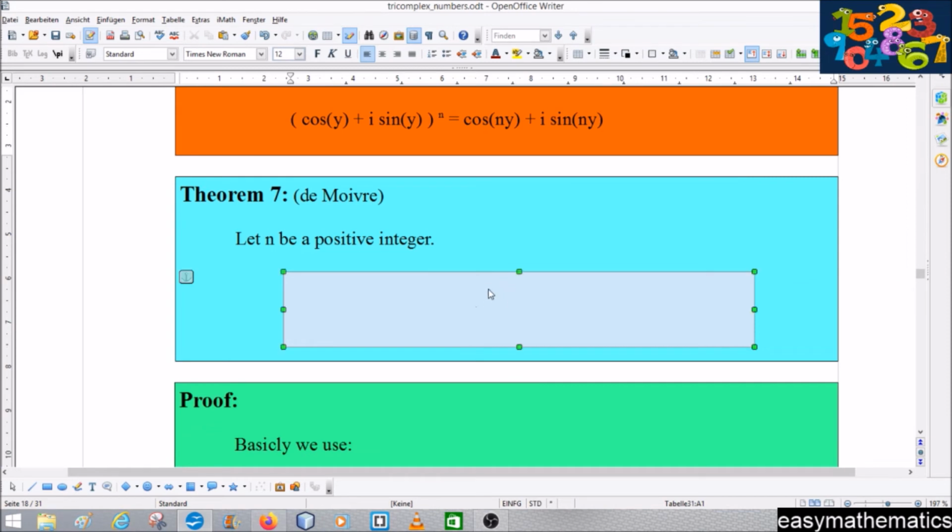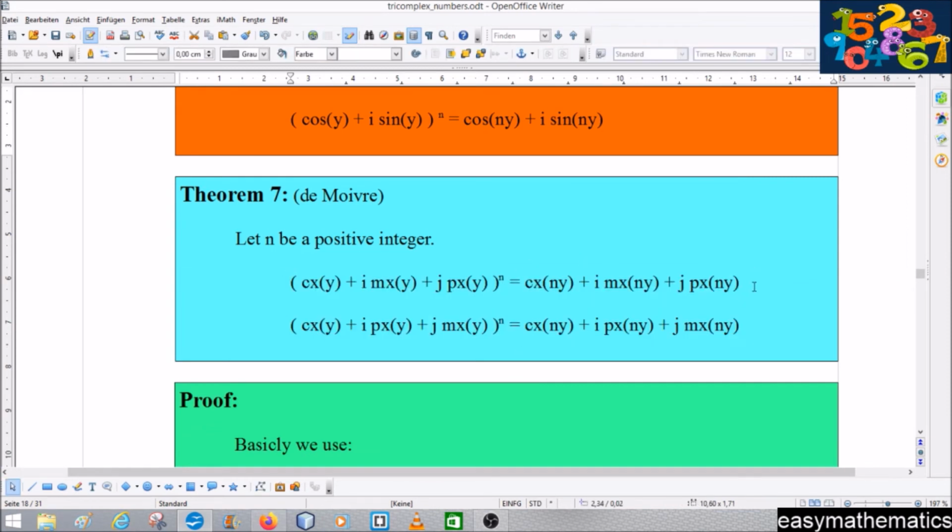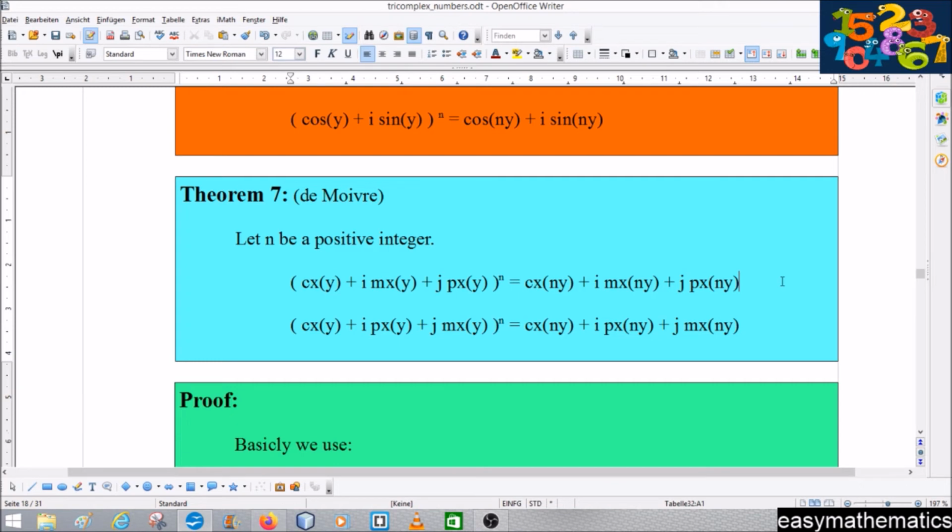And we want something similar, and here it is. Let n be a positive integer. We have 2 De Moivre analogs. The first one is cx plus i mx plus j px to the power n equals cx of ny plus i mx of ny plus j px of ny. And then a similar identity, changing the role of mx and px.